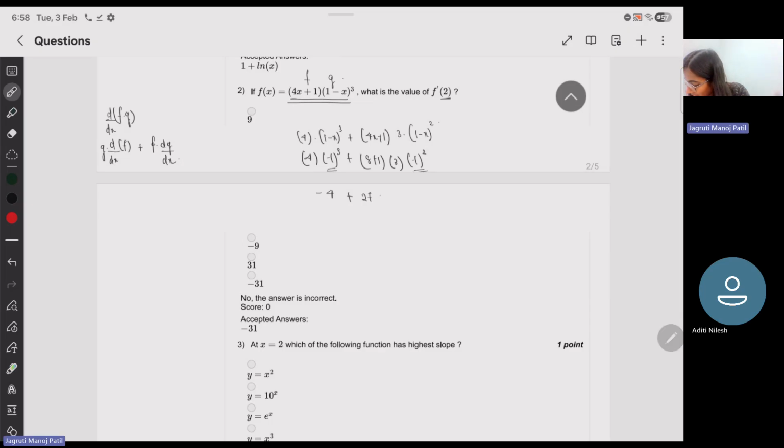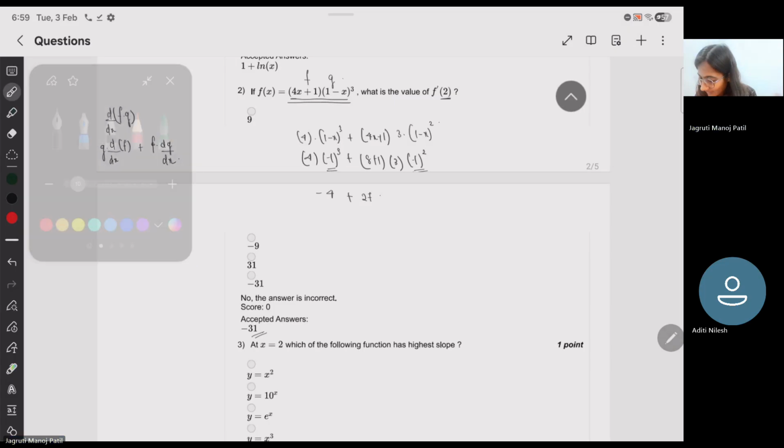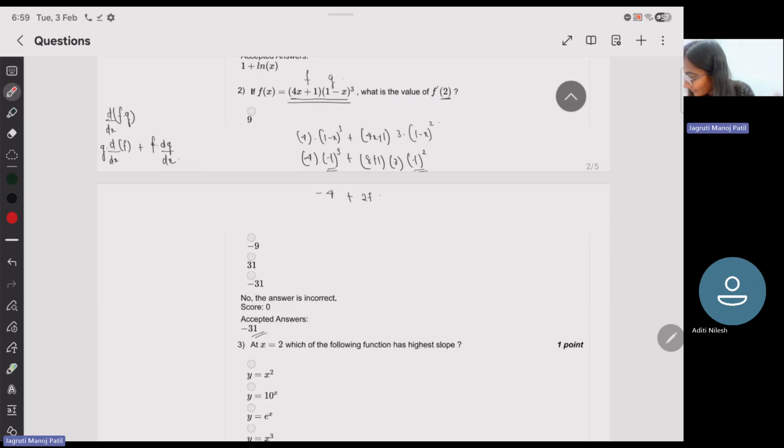Did we do it right? The answer is negative 31. So we had one more term here. Okay, now what did we do wrong? Did you see? We did 4x plus 1, that's fine. So you see here, this one.